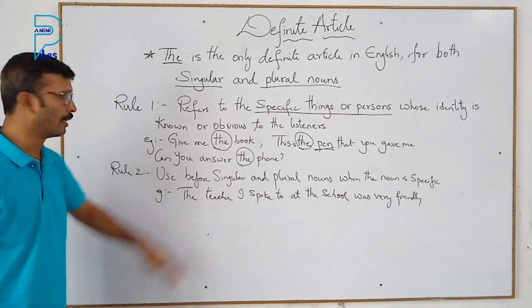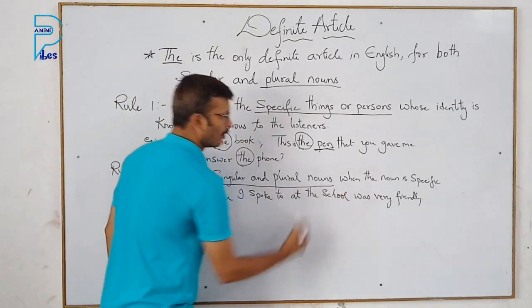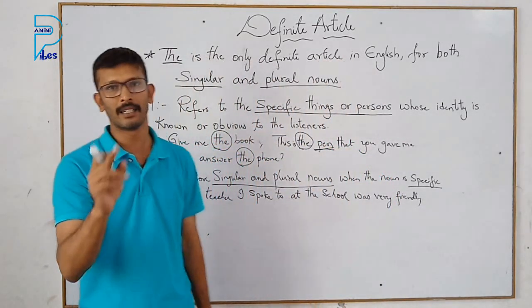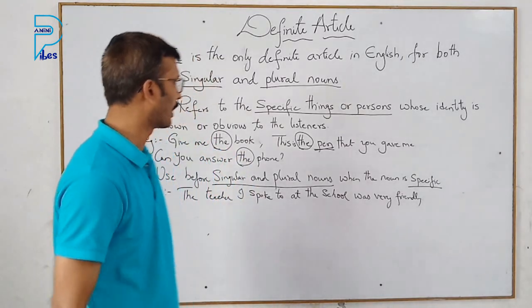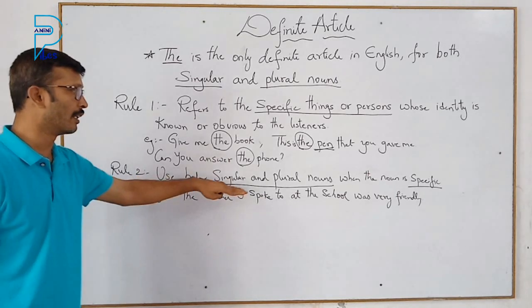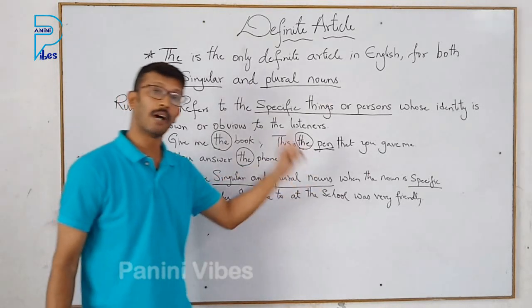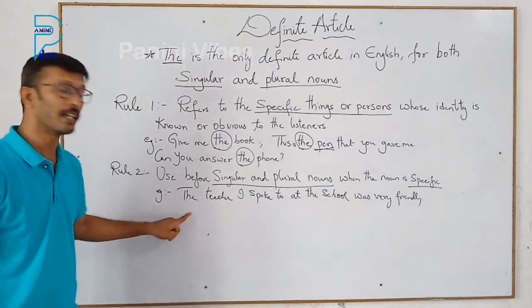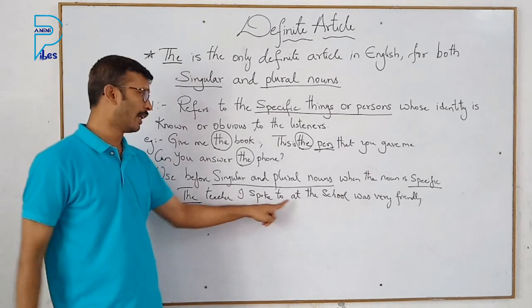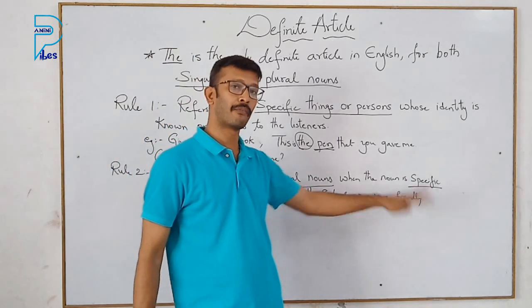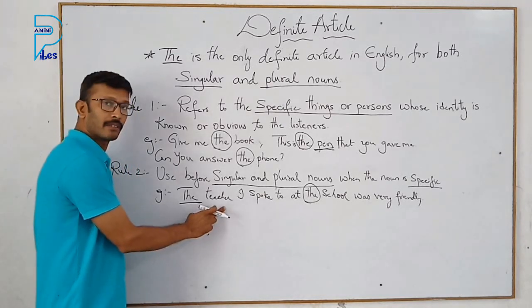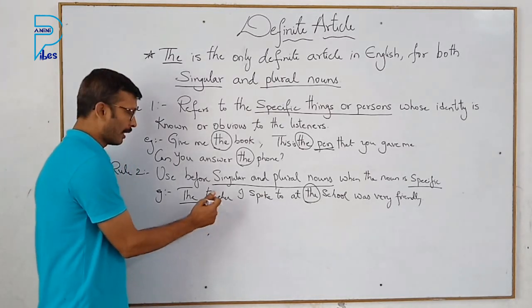Use the before singular and plural nouns when the noun is specific. As I have said, the word the is always used for the specific thing in English language. So the second rule says use the before singular and plural nouns when the noun is specific. For example, the teacher. The teacher I spoke to at the school was very friendly. Here there are two definite articles. Where I have specified the person, teacher. So here the specific is the teacher.